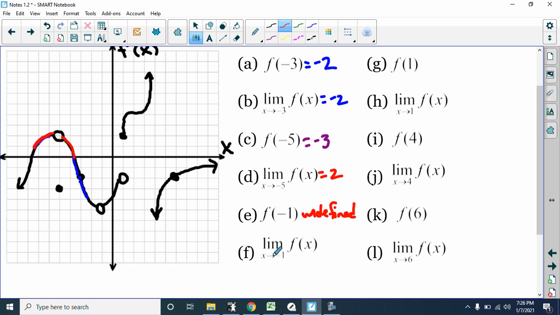The limit as x approaches -1 of f of x, as I get close to an x value of -1, I'm getting closer and closer to this y value right here, which is -1, 2, 3, 4, 5.